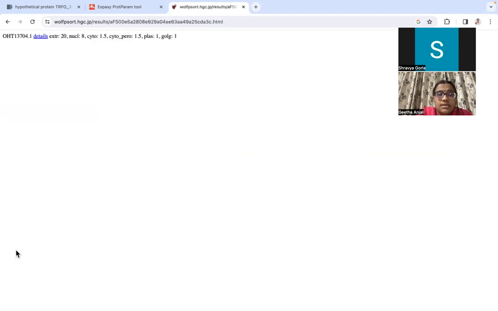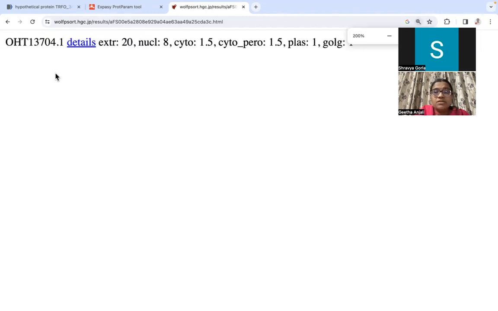Still it is processing. Yes. So here you can see the output is given very small. I will enlarge the screen. Not able to enlarge. So can you see the screen? This is how you will get the output. This is the accession number that you have submitted, right? You will get some short forms, and you will get some values.